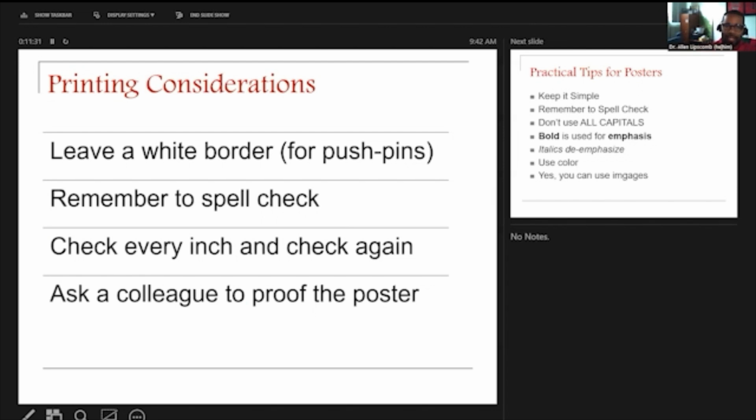Remember to spell check. Check every inch. Check it again. Have somebody else check it and look at it. Ask a colleague to proofread the poster before you print the poster, okay? These things can be very helpful for you.